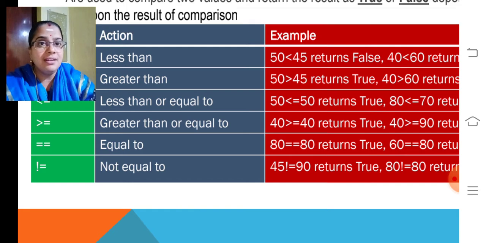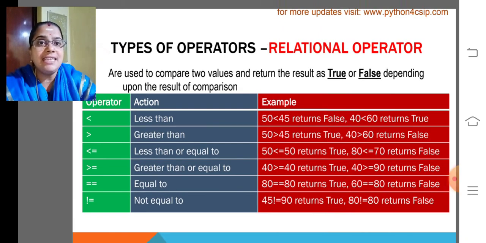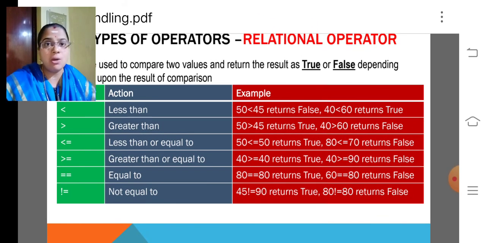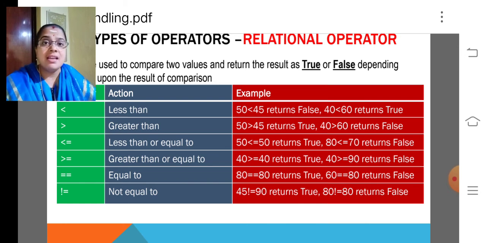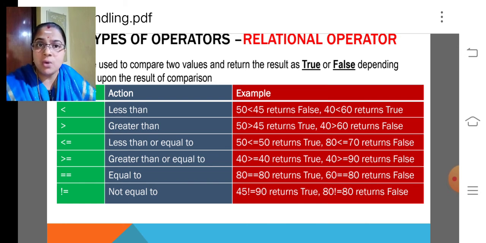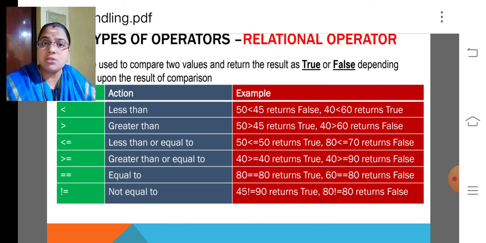My dear children, the next type of operators are relational operators. What are the relational operators? What is their use at first? They are used to compare two values. It may be an integer, a string, or a boolean, whatever the value that has to be compared while we are using relational operators.